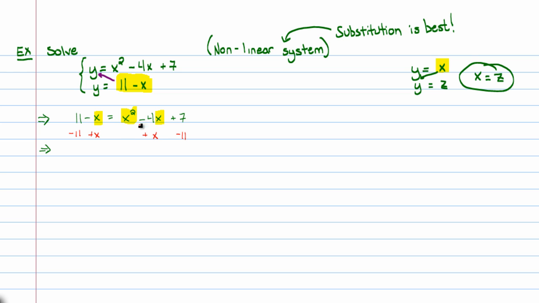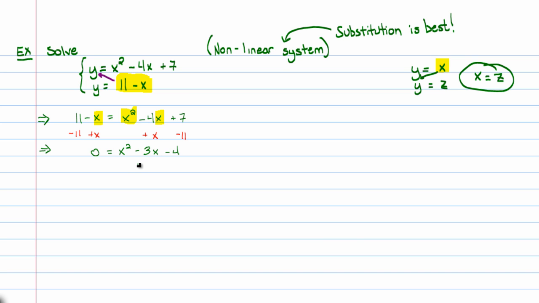I'm using the stacking method here to write my additions and subtractions underneath the proper terms. 11 minus 11, that's gone. Negative x plus x, that is gone. On the right hand side I get x squared minus 3x and then minus 4. And lo and behold, this is actually not too bad.